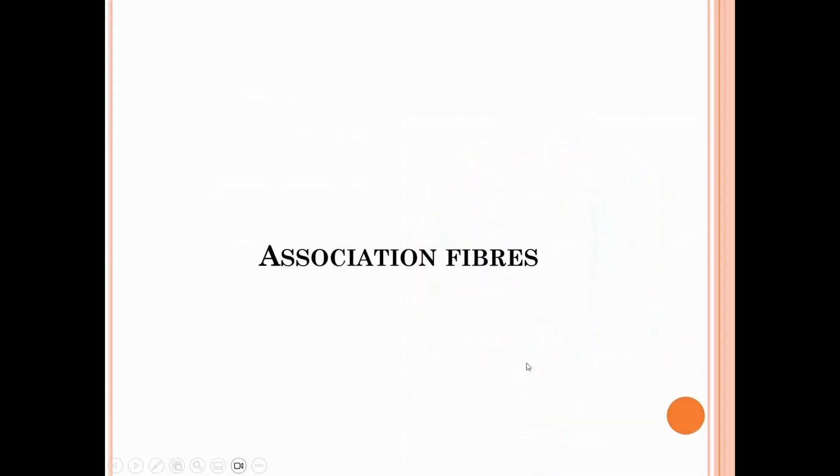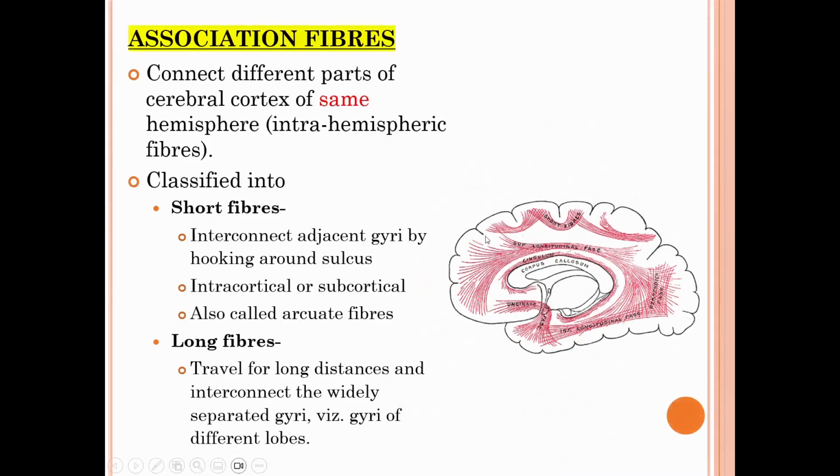Okay, so first association fiber. Association fibers connect different parts of the cerebral cortex of the same hemisphere. So these are intrahemispheric fibers. They are classified into short fibers and long fibers. You can see here the short fibers, they interconnect the adjacent gyri by hooking around the sulcus. They can be intracortical or subcortical. They are also known as arcuate fibers.